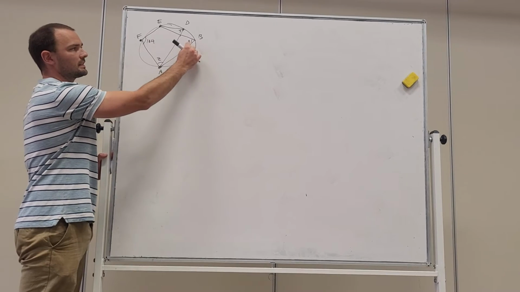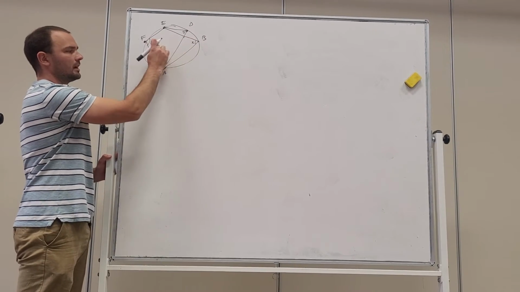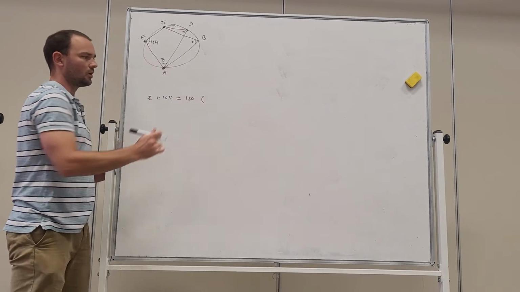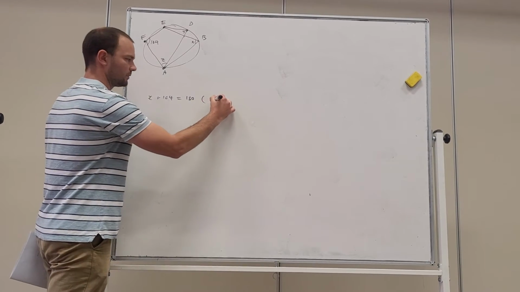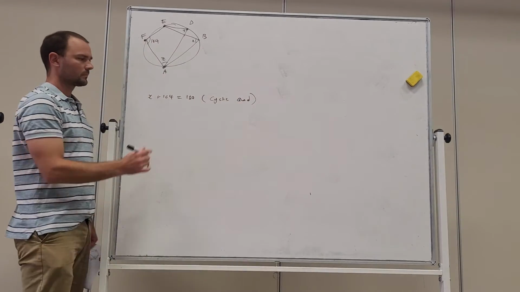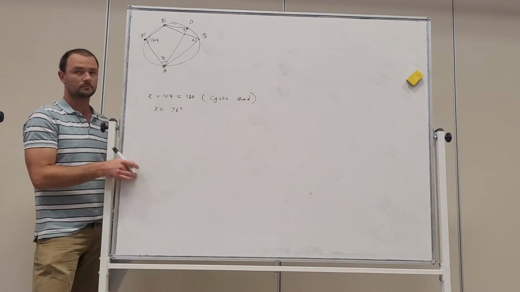So that means let's solve angle X straight away. We're going to have X plus 104 is 180, because opposite angles in a cyclic quadrilateral are supplementary. So we're just going to reference that as cyclic quadrilateral. So we've got X is 76.